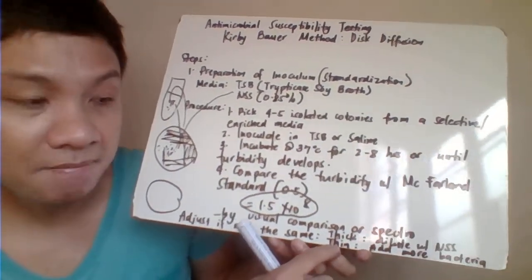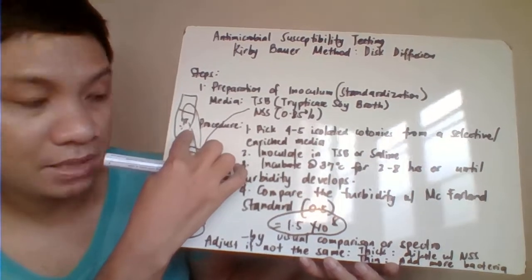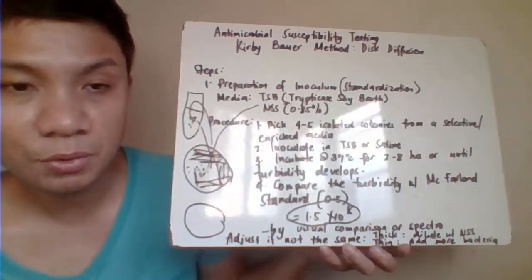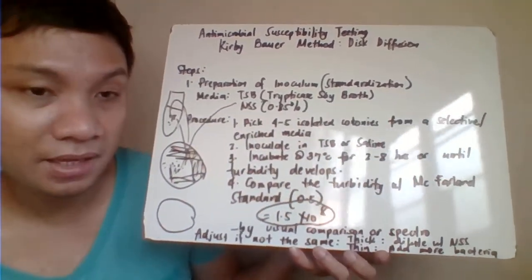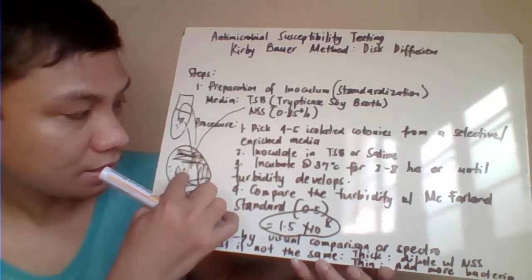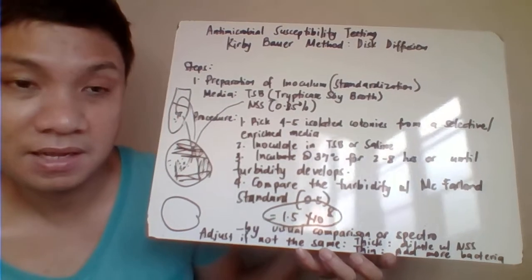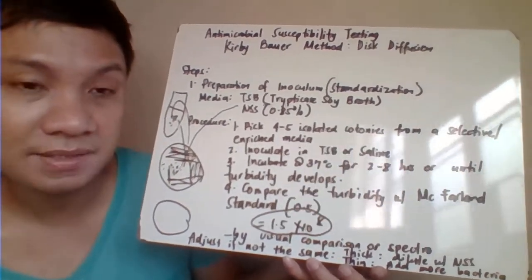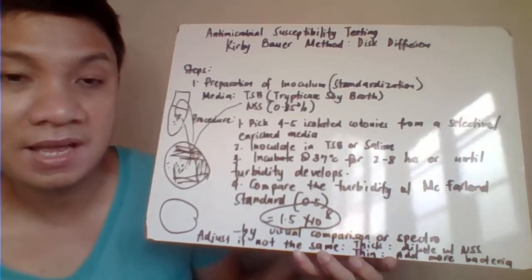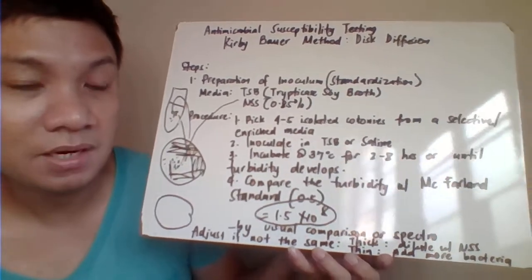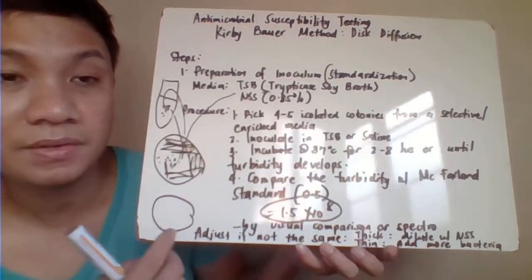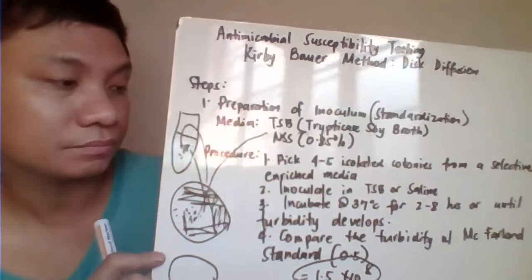Kung sobrang thin naman, so mean to say, hindi siya ganon ka-turbid compared with this one, so all you need to do here is to add more bacteria. Kukuha ka ulit ng bacteria dito and then allow it to grow, until na mag-match na siya ng ating McFarland standard. If nag-match na siya ng McFarland standard natin, bacterial inoculum, then you have already your standardized inoculum.